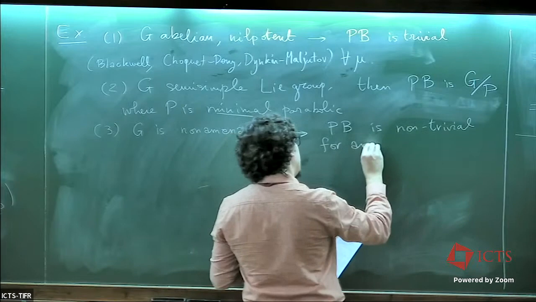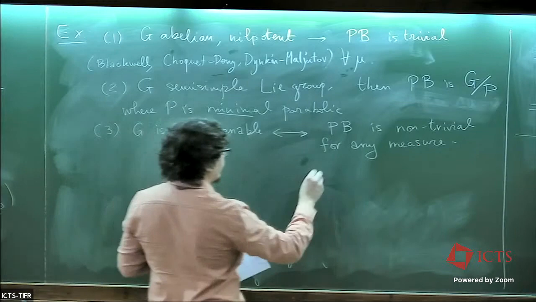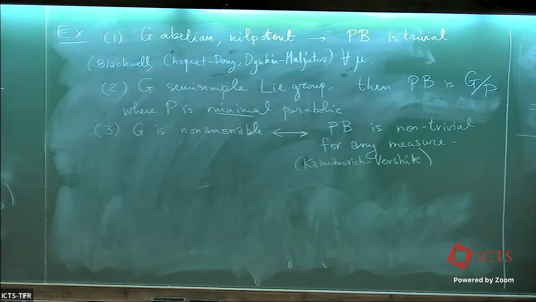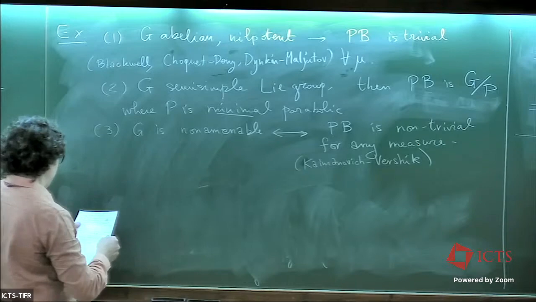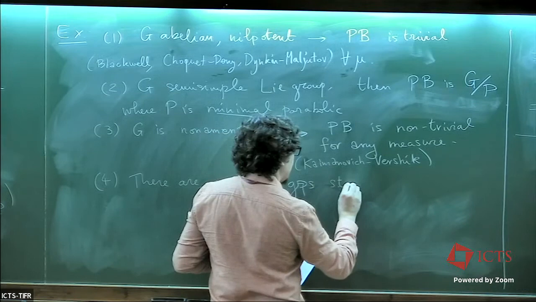So, yeah, this is given by Kaimanovich-Vershik. They prove the converse: existence of at least one measure with trivial boundary on any amenable group. Okay, but however, there are amenable groups and walks on them such that their Poisson boundary is not trivial.